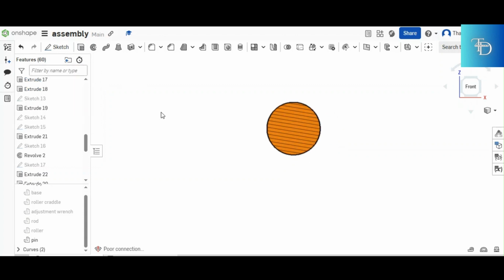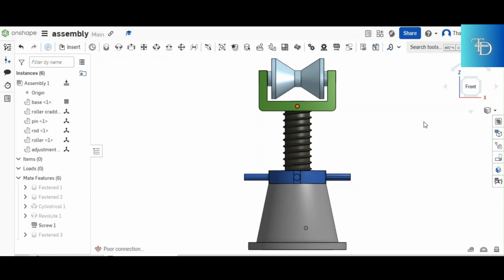So now we are done sectioning all the parts. Notice how I didn't section the threaded rod, because engineering drawing 101, you do not section something that has threads in it. You do not section a threaded surface. That is the law, that is the rule. So now you know the front view of the roller jack appears like this.